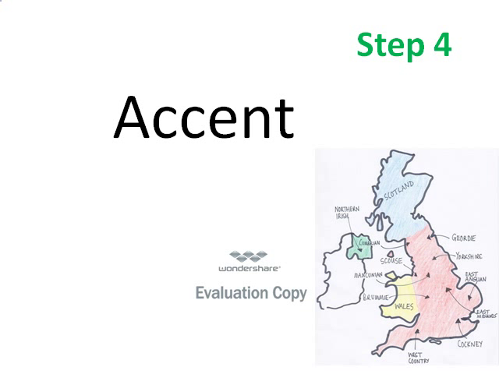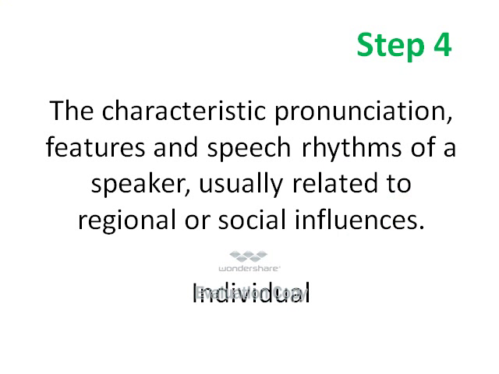Okay, so step 3, as you could probably see, was all related to vocabulary and the kinds of words being used. Step 4 is slightly different again. The first thing that you're going to look at with step 4 is accent. Okay, so this is the characteristic pronunciation features and speech rhythms of a speaker, usually related to regional or social influences. So the difference between accent and dialect is that dialect is related to grammar and vocabulary on the whole, whereas accent is related to how those words are said.